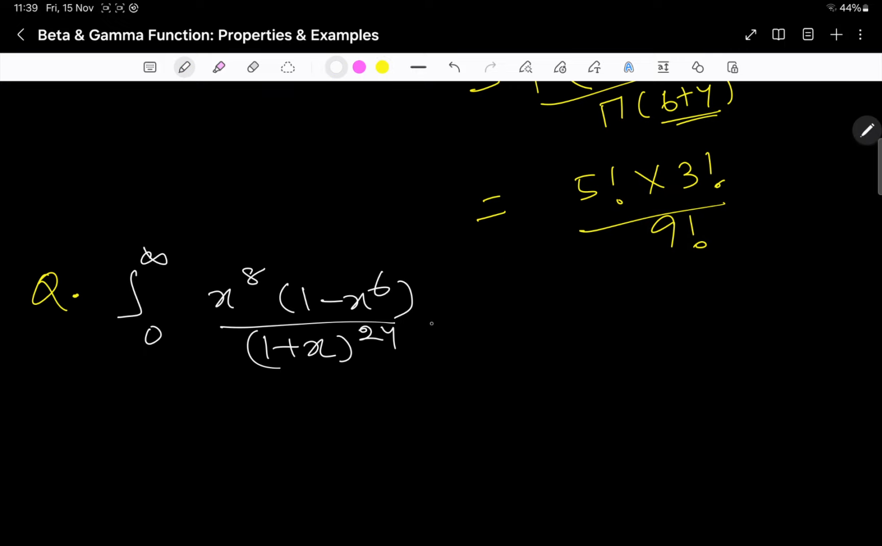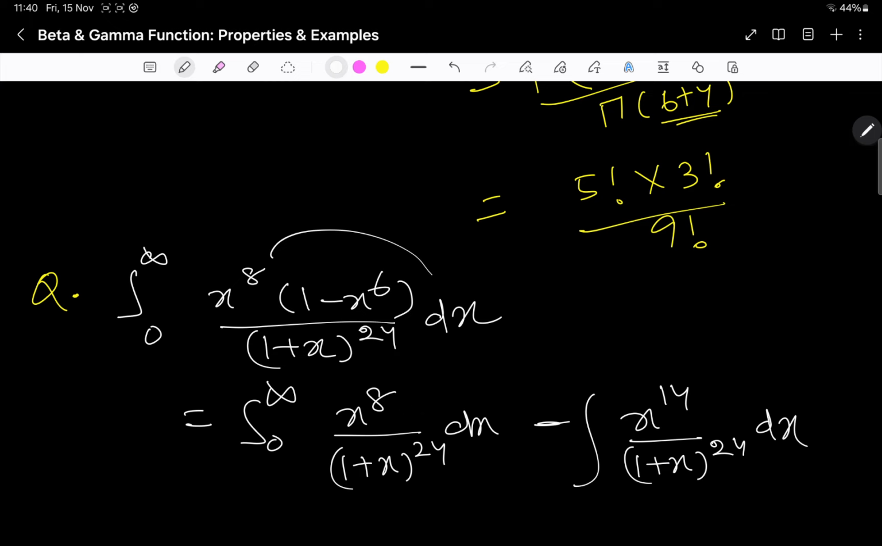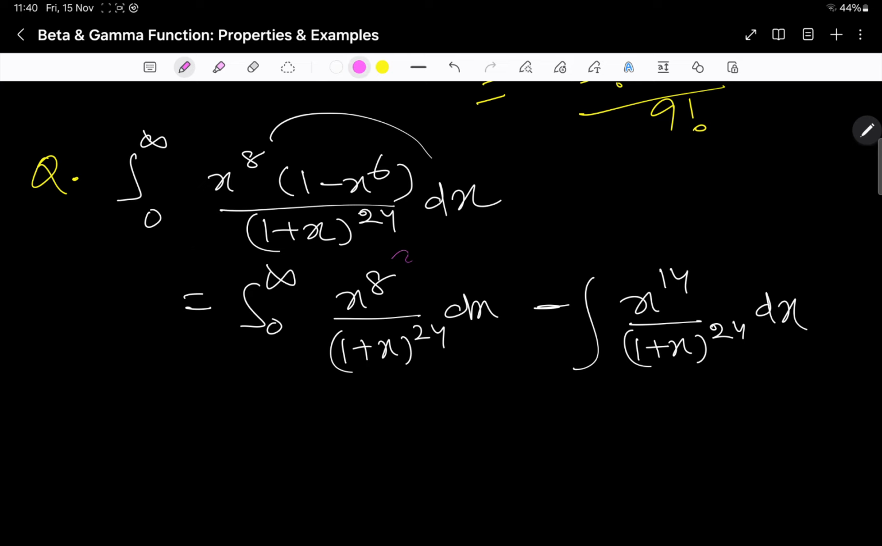Suppose you are asked to evaluate this integral. So now you just split it: the integral from 0 to infinity of x to the power 8 divided by 1 plus x to the power 24, dx, minus the integral of x to the power 14 divided by 1 plus x to the power 24, dx. Now you integrate it. You see how I am using this: this is my n minus 1, and this is my m plus n, and this formula will give you beta mn.